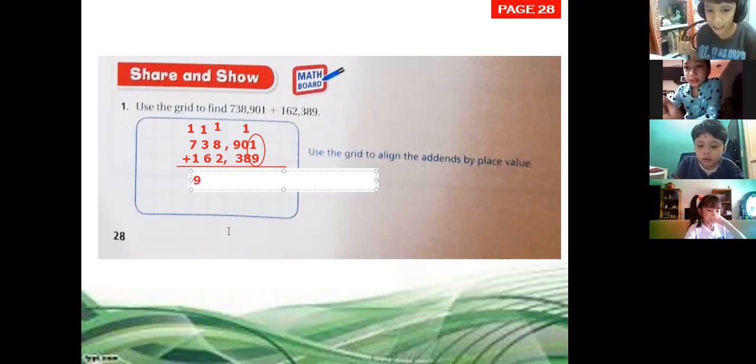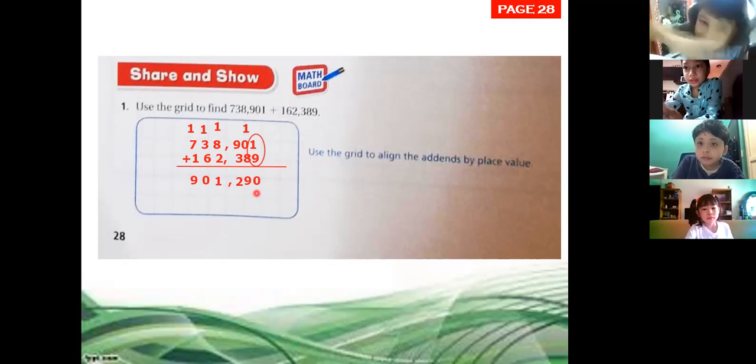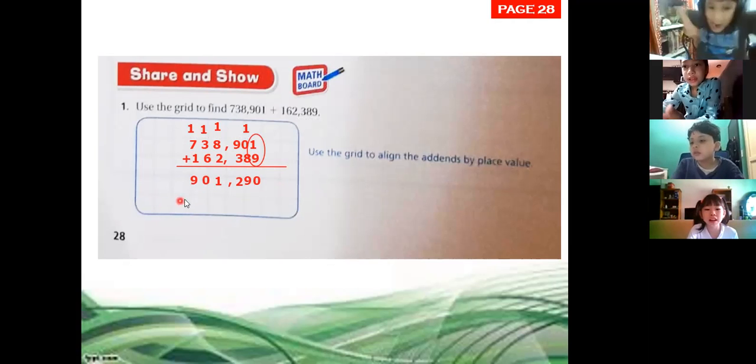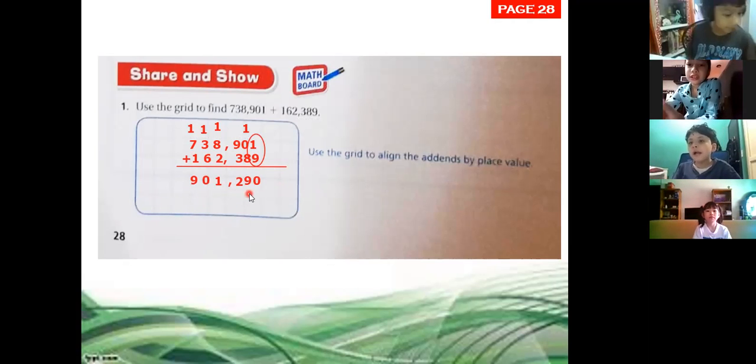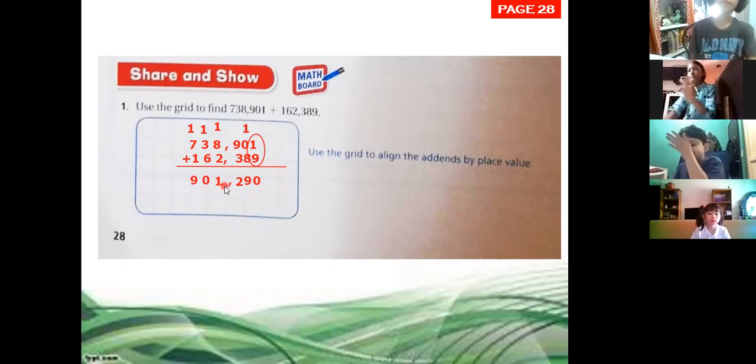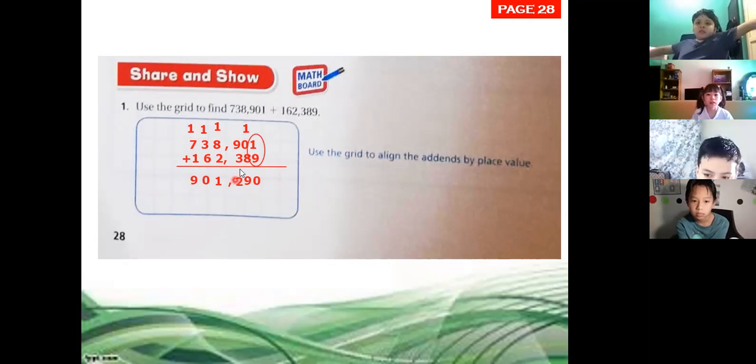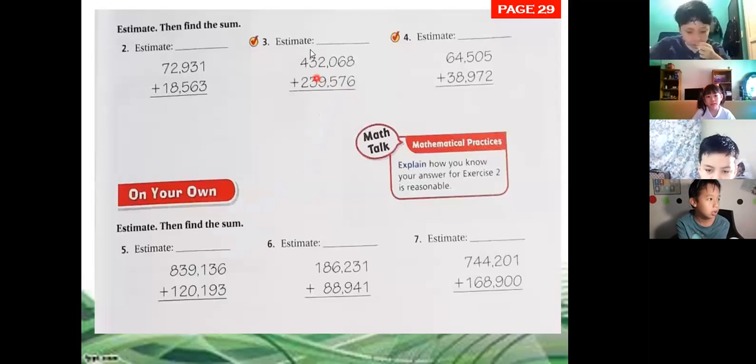Now, how do you read this number now that we have completed it? 901,290. Excellent. 901,290. That's the way that we read it. Excellent. Now let's go to the next page, page number 29. That is the work that we're going to work on today.